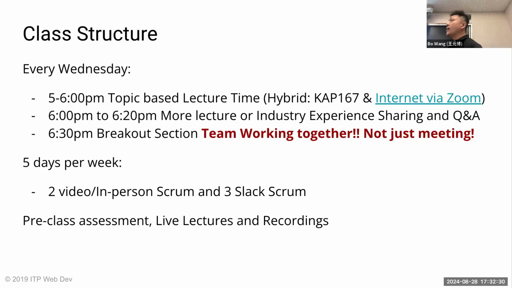And 5 days per week, we have something to do. Don't get scared. It's not that much, but we do have 2 video in-person scrums throughout the semester per week, and also 3 Slack scrums. The Slack scrum is a quick update on what you did for your projects per day, right? And 2 video in-person scrums. One is included after the class. For the other one, each of the teams picks one time and goes over what's going on, how the project is doing, more like a 15 or 20 minute scrum.